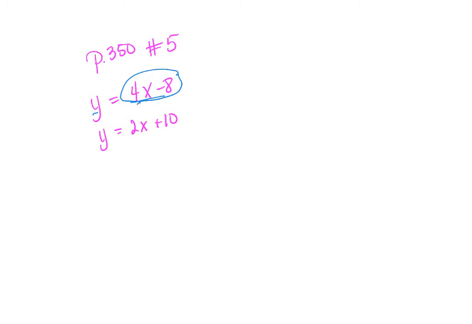All right, so page 350, number 5. They have both of these by themselves, right? y equals 4x minus 8 and y equals 2x plus 10. All right. If you have both of them by itself, then you can really just set them equal to each other. So I have y equal to this. I can replace y in the other equation with that. So I'm going to have 4x minus 8 equals 2x plus 10.